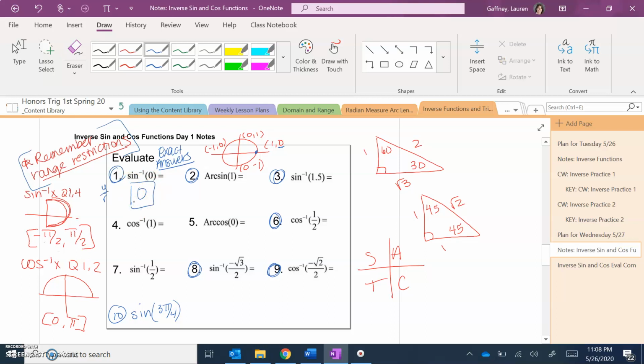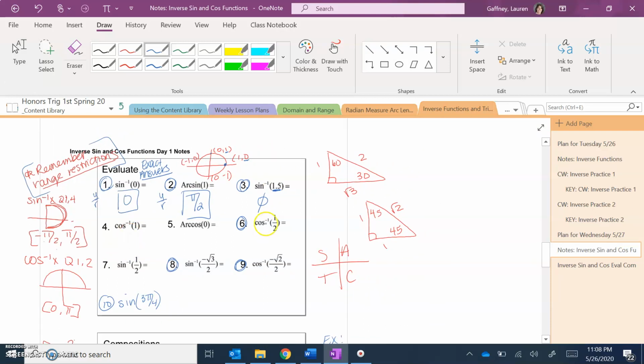Arcsine of 1, also from the unit circle. r is always 1, so we're looking for where y is 1. Well, from negative pi over 2 to pi over 2, that would be up here where y is 1, so that would be pi over 2. Sine inverse of 1.5. When you see that, an alarm should go off in your brain. That value is greater than 1. If it's less than negative 1 or greater than 1, that's outside of what we can do. So this has no solution. It's too big. You can't do it.